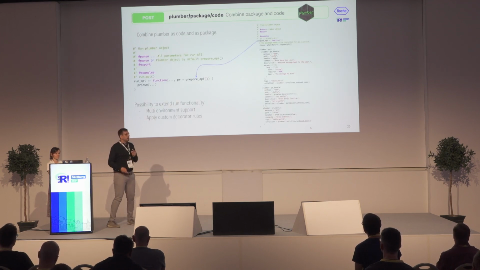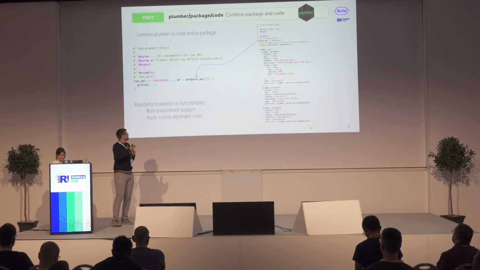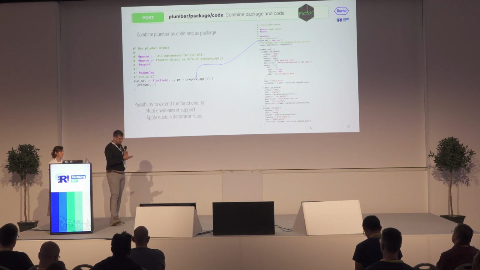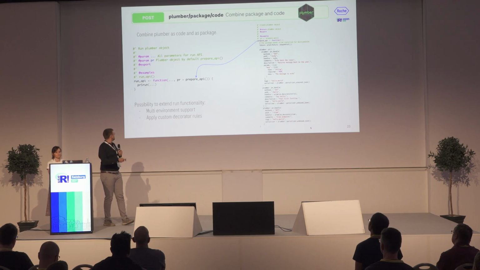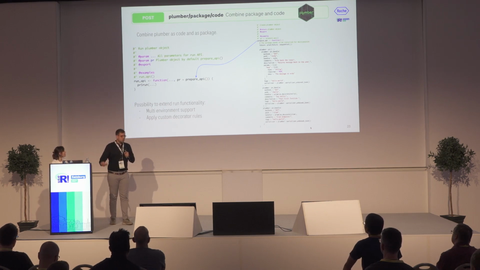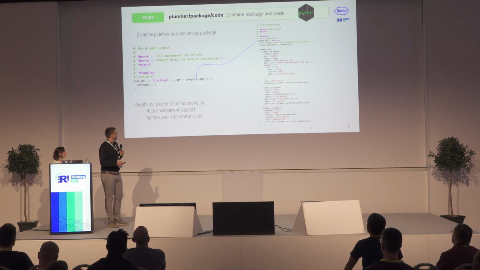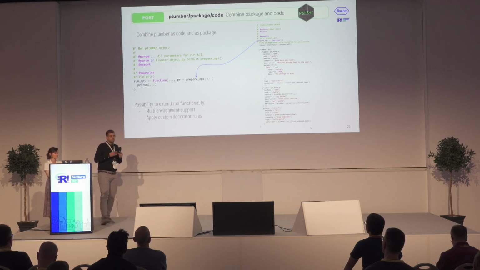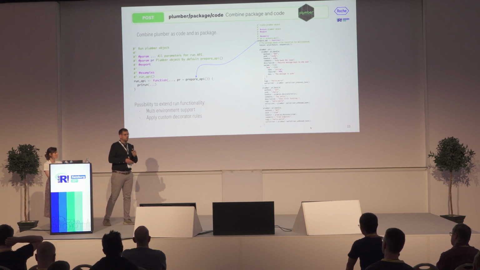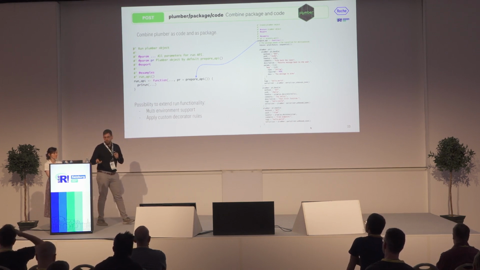So yeah, we can also combine these methods. If you can build Plumber as code, you can also build a package from it. In my opinion, it's a really nice approach because you can actually create the code that will prepare this Plumber structure, this Plumber definition, and it can just be triggered there to run it. And there are a lot of possibilities to also extend this functionality. For example, you can add multi-environment support that allows you to decide which endpoint will be available on which environment.